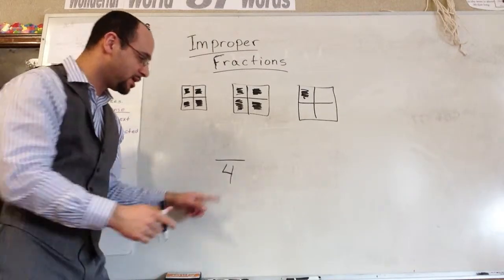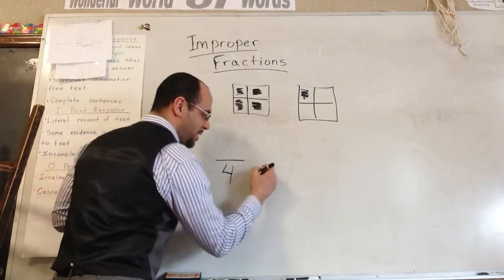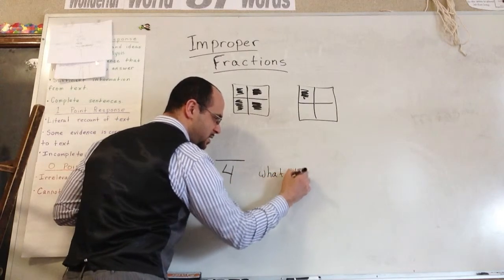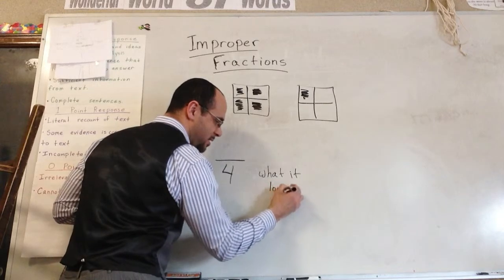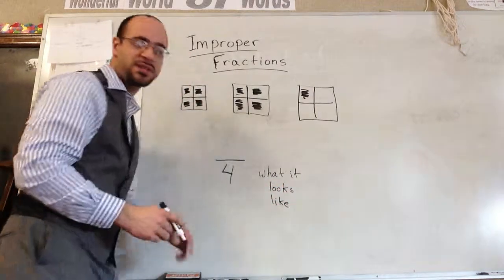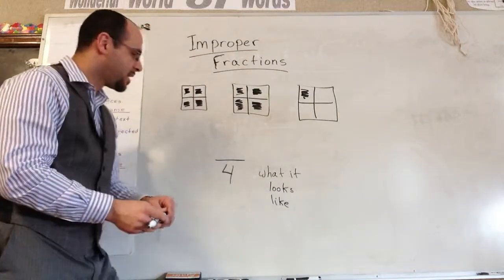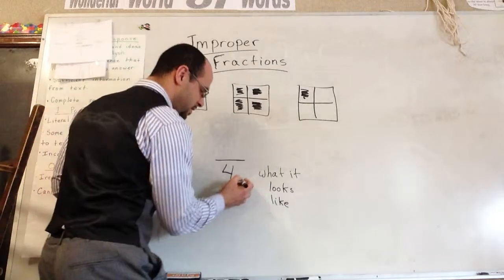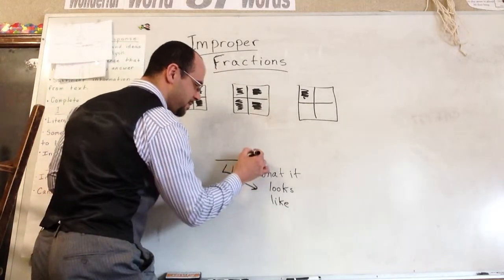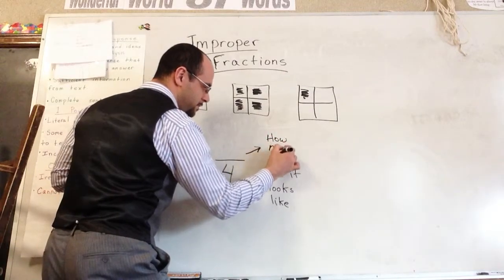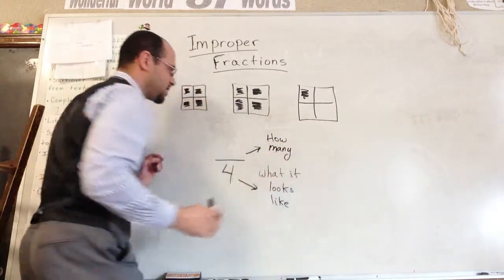It tells me what it looks like. My denominator, I like to say, tells me what it looks like, or the size of the pieces, I could say. And the top number is going to tell me how many of them that I have. So this is going to go here, and this is going to tell me how many I have. How many? So let's see how many I have.